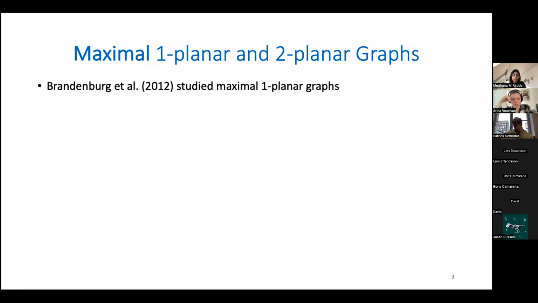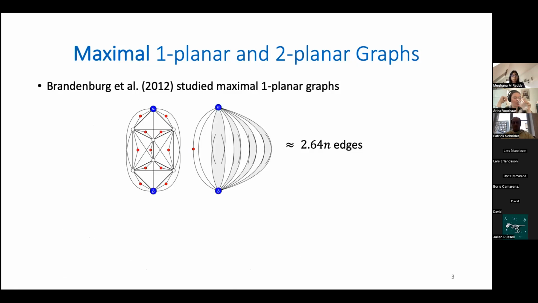So in 2012, Brandenburg et al. studied maximal one planar graphs and constructed a graph class which has 2.64n edges, and these graphs are maximal one planar. Essentially, what they did, just to understand, is that they took this graph here on the left, made multiple copies of it, and attached them at these common A and B vertices. And they were able to show that this graph has 2.64n edges.